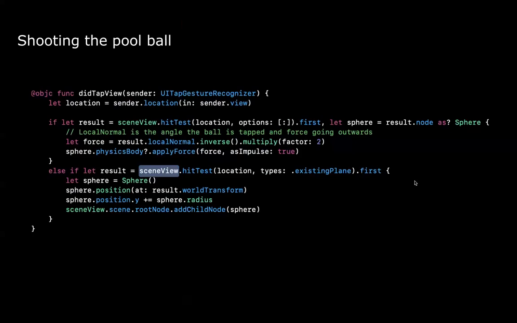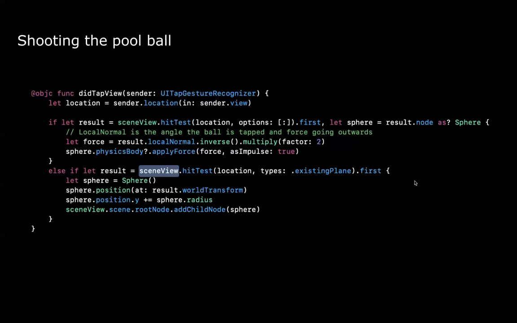This means that if we tap this location, take the first result of what we've tapped on. We may have tapped on multiple things, but if the first thing that we've hit is an actual pool ball, then we can simply say apply some force to it, which is also a function provided to us by the framework. The force always comes out of the object that you've tapped on towards the user, and for a pool ball, that does not make sense, that it goes to the side you've hit it from. So we want to inverse that force, and to give it some oomph, we've multiplied the force. We just say this is an impulse, apply the force to the pool ball, and it will start rolling.